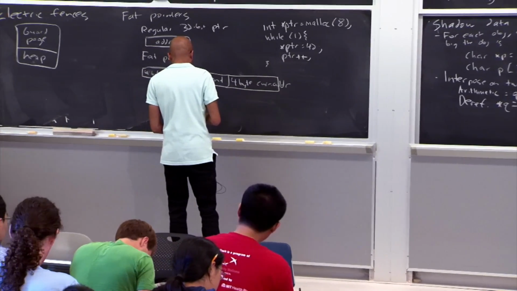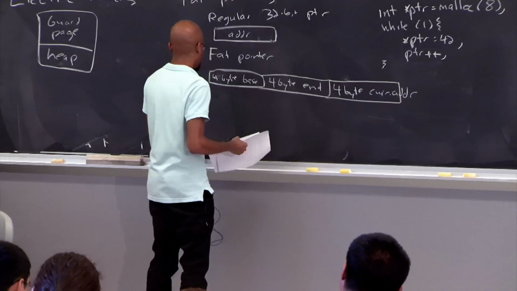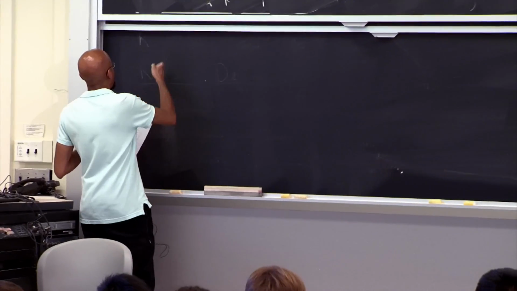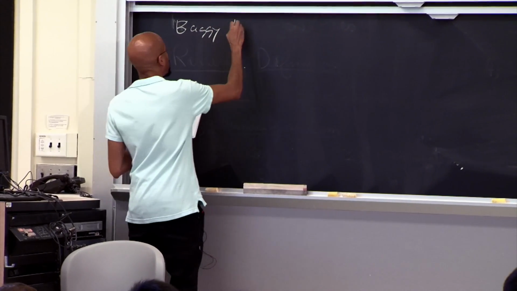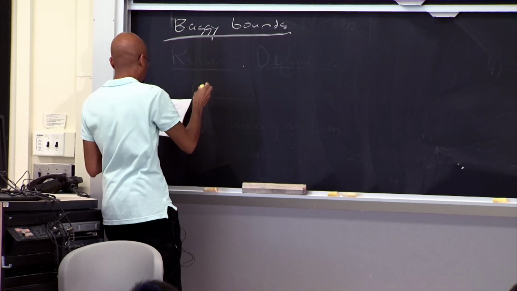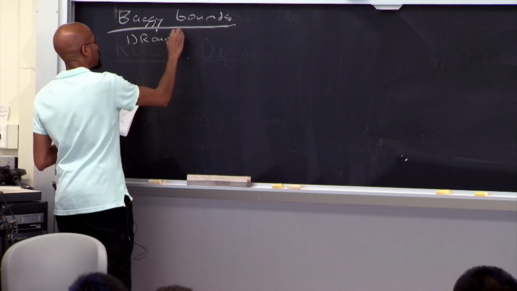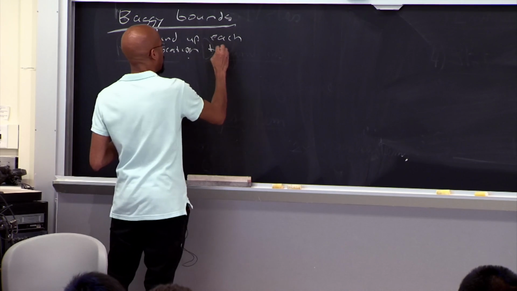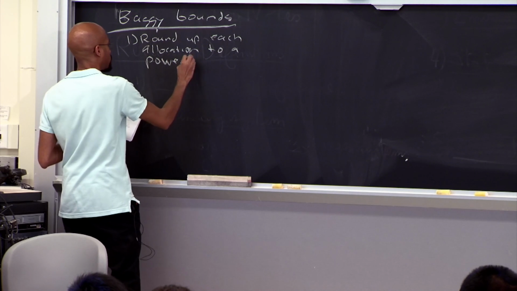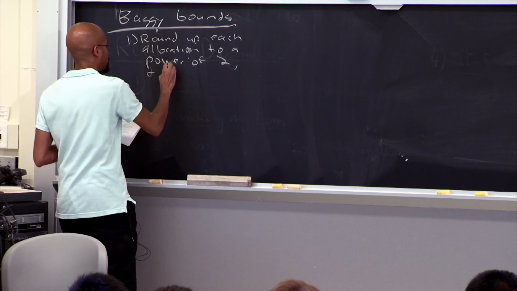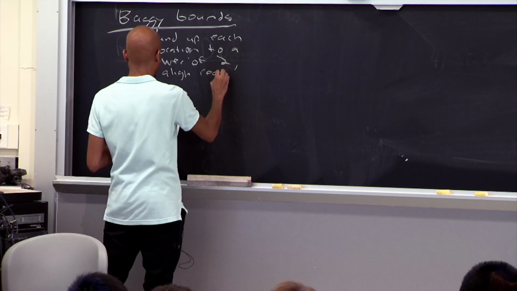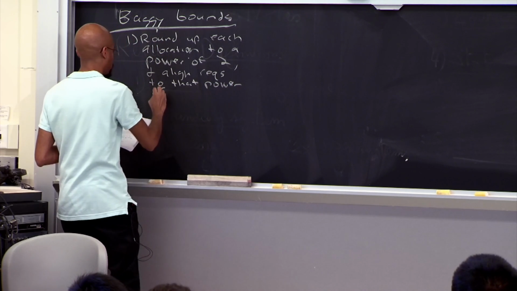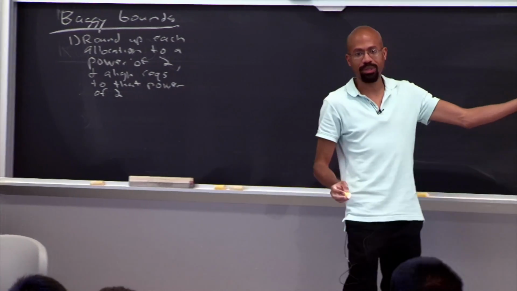So what is the baggy bound system going to do? Well, it is going to rely on a couple of tricks. The first idea is you round up each allocation to a power of 2, and you align the requests to that power of 2. Essentially the buddy allocator is very nice because it handles a lot of that for you.